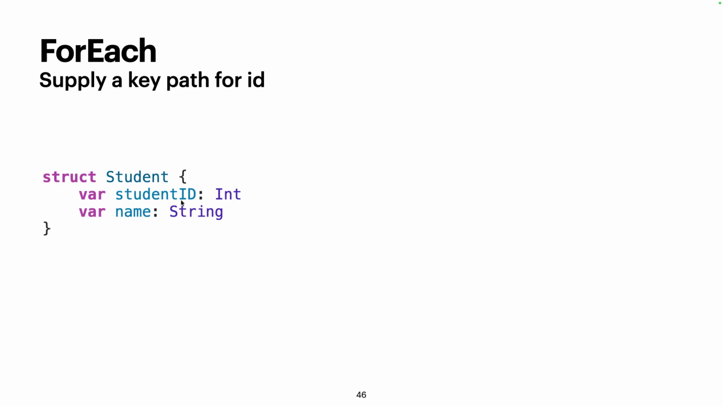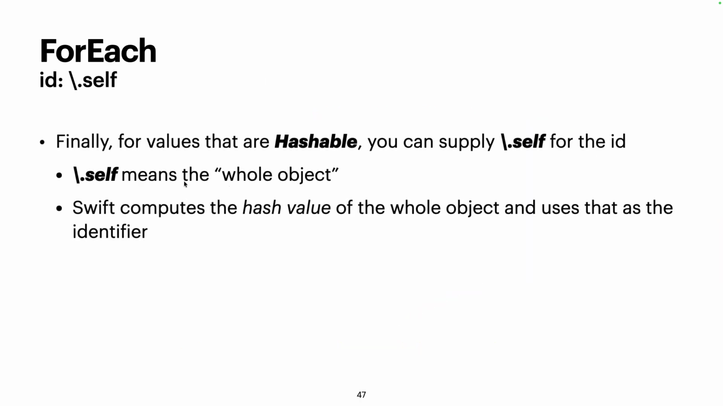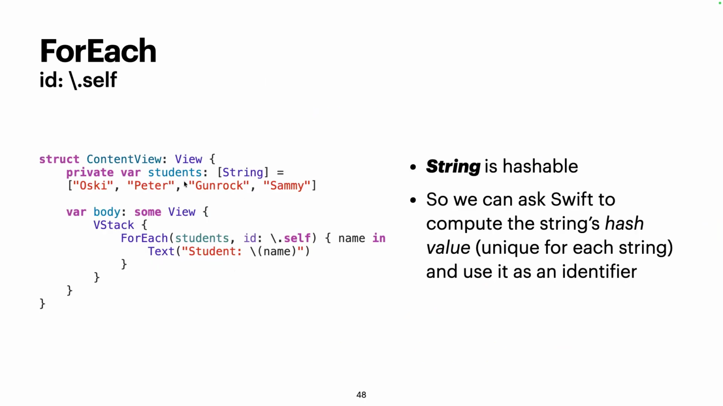It's basically a sequence of bytes or strings that, for the same instance or the same object, you get out the same hash value. So if things are hashable, we can use backslash dot self, which means the whole object. Swift computes the hash value of the entire object and uses that as an identifier. Why? Well, if two objects have the same values, when you compute their hash values, they're the same thing. So in this example, since strings are hashable by default, we can use id backslash dot self to identify or associate each text with each string's hash value.